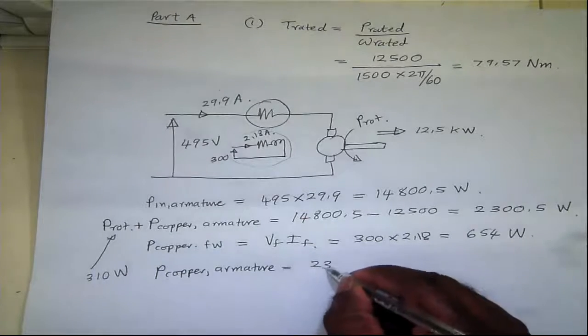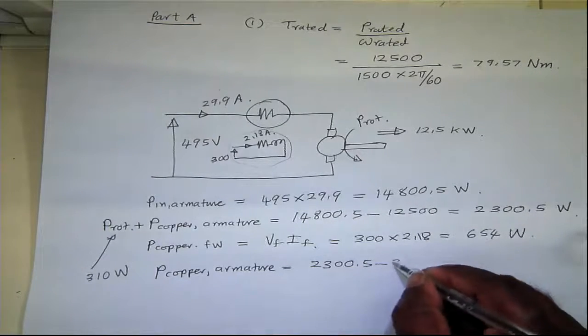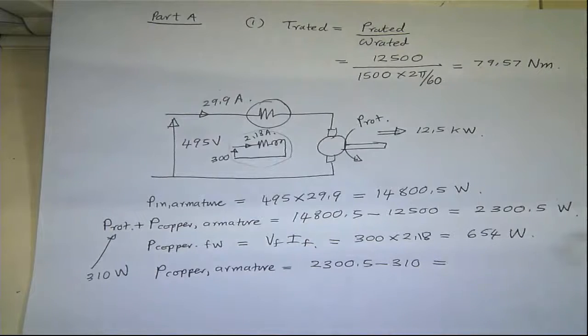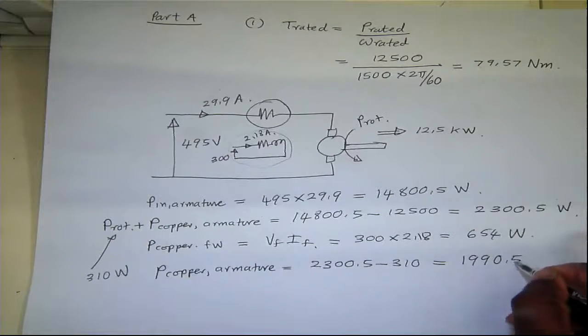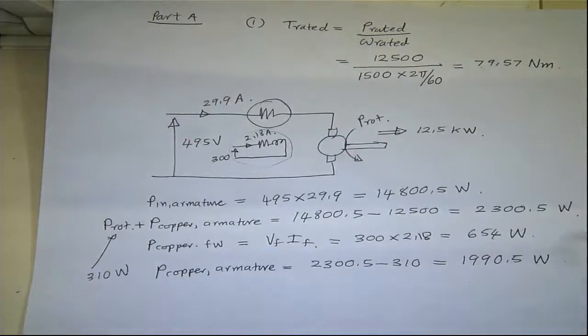So that's 2,300.5 minus 310, 0.5 watt. So these are the armature copper losses, field winding copper losses, and the rotational losses. So those are the loss components in the machine.